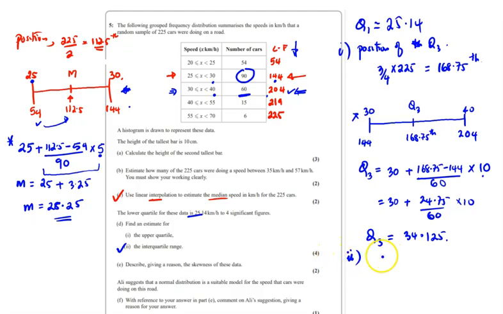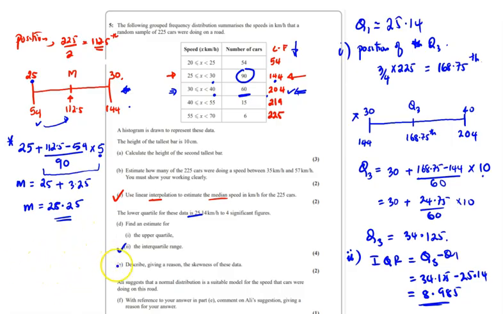Then we have part 2 here, where you're looking for your interquartile range, which is Q3 minus Q1. So you have 34.125 minus Q1, which is up there, 25.14. When you subtract, your interquartile range is 8.985, which will be 8.99 to 3 significant figures. Okay.